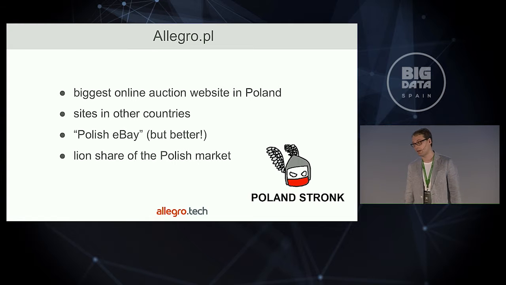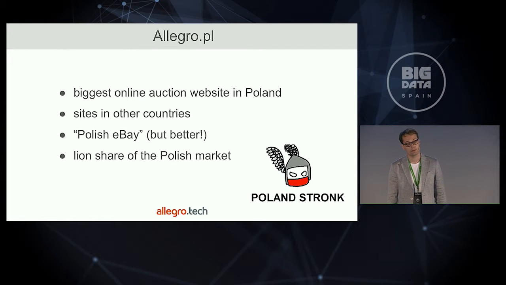Allegro PL is the biggest Polish online auction company. We also have similar sites in other European countries. We're often called the Polish eBay, which is basically fine because that's what we do. But I think we're better because eBay tried to enter Poland in 2005 and it lost the battle and it never tried to come back.